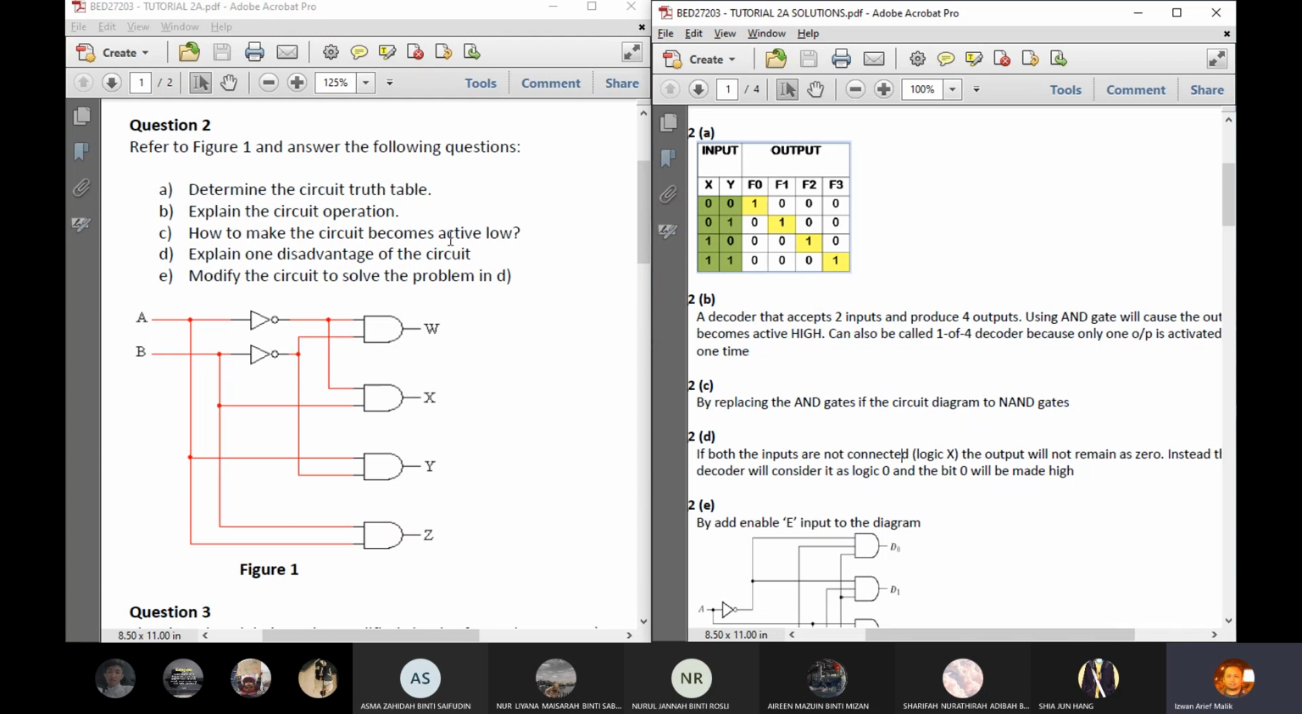How to make the circuit become active low? And then the answer is by replacing the AND gates in the circuit diagram with NAND gates. So all these 4 AND gates tukar menjadi NAND, so dia akan jadi active low.